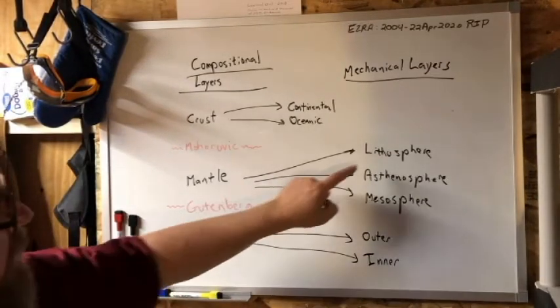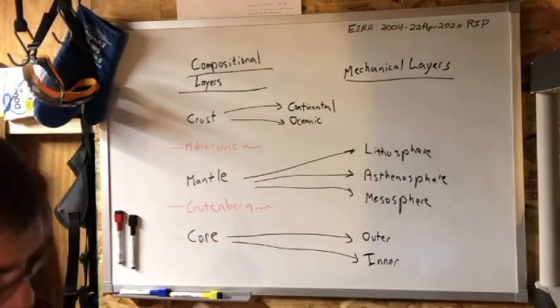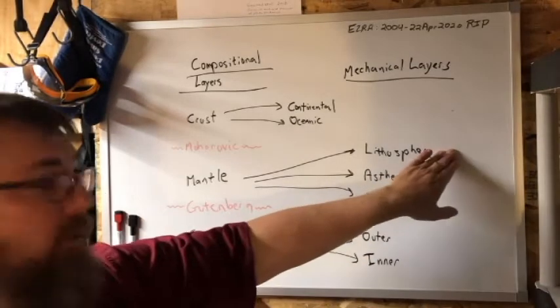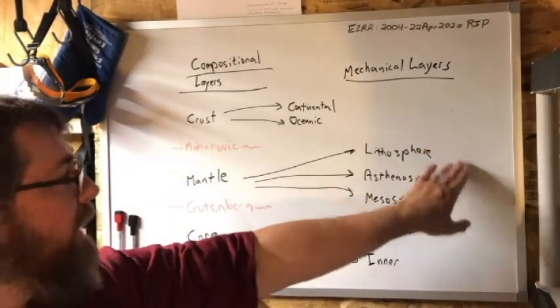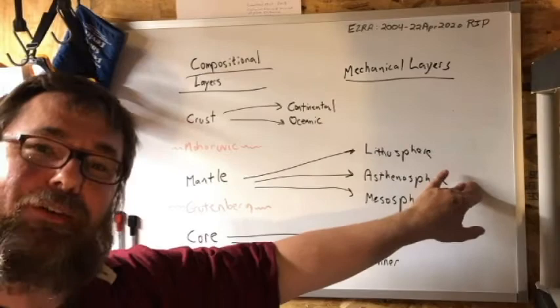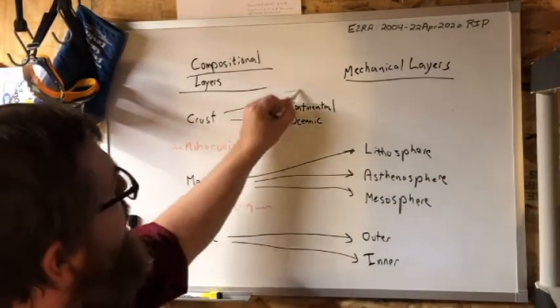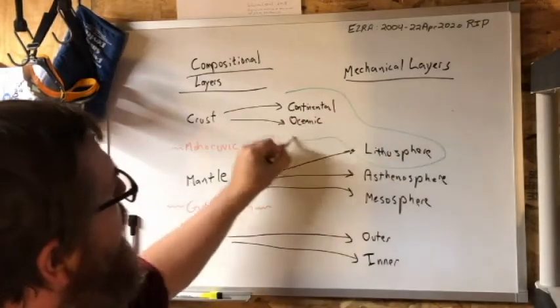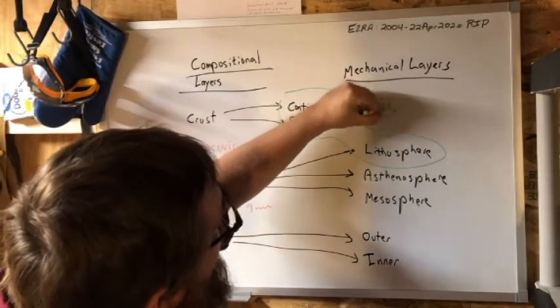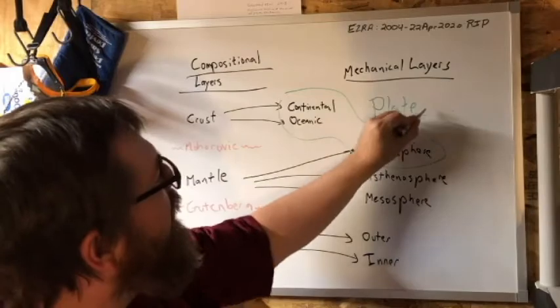But the lithosphere, which is also the upper mantle or top mantle, and like I said, the asthenosphere is also often referred to as the upper mantle. These three together mechanically form our plates in our plate tectonics.